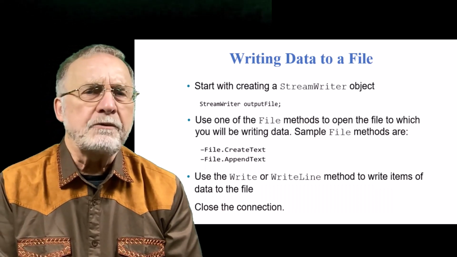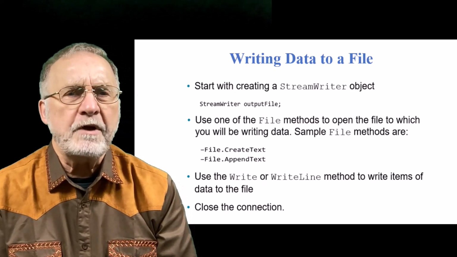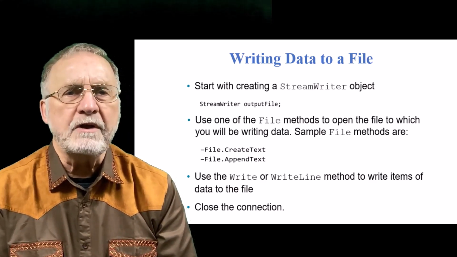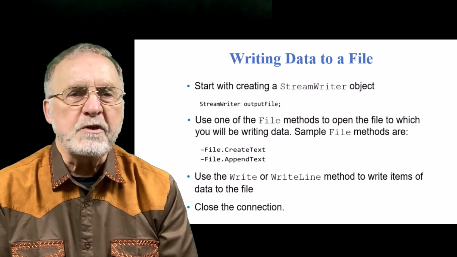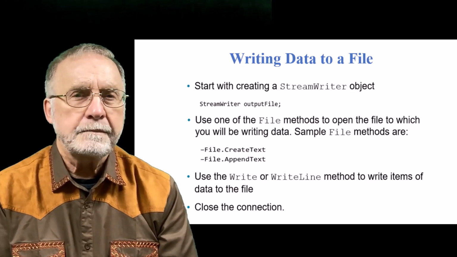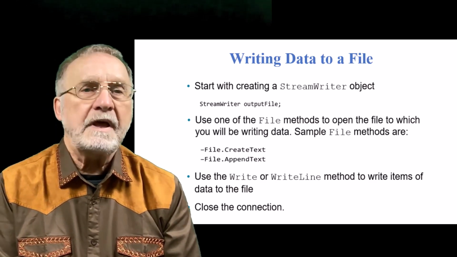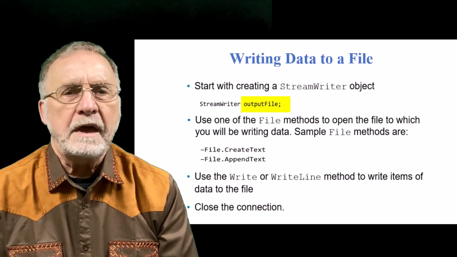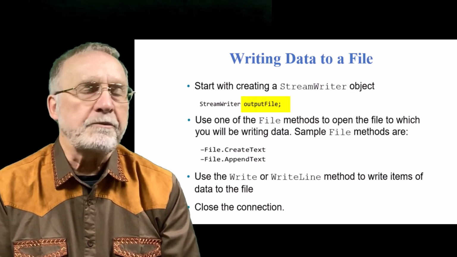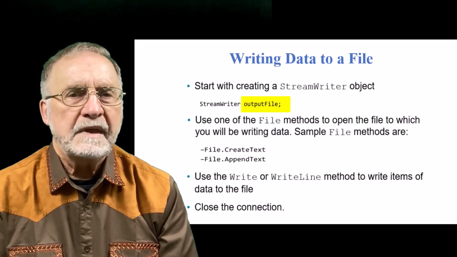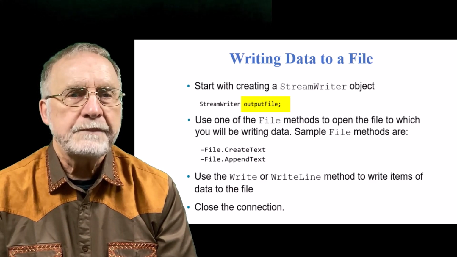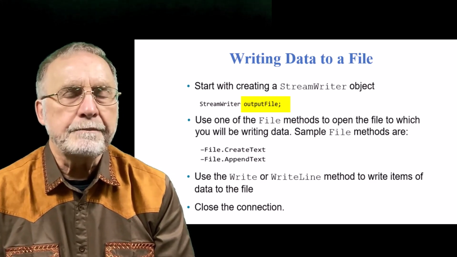When writing data to a file, you start by creating the StreamWriter object. This allows you to name a StreamWriter object. From this point on, you refer to the StreamWriter object by its name. We call this one output file. I could just as easily have called it bozo out or my file or some such name. And I can create several StreamWriter objects if I like. That's the reason we give it a unique name.